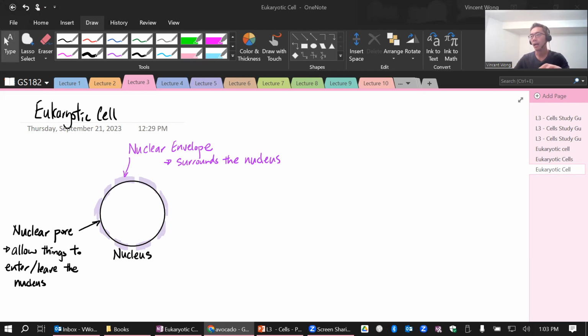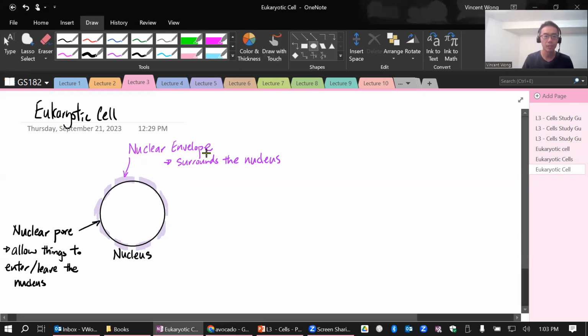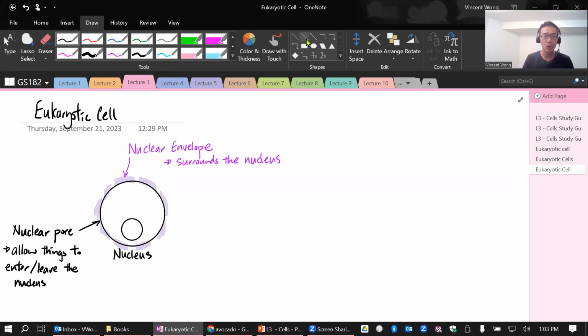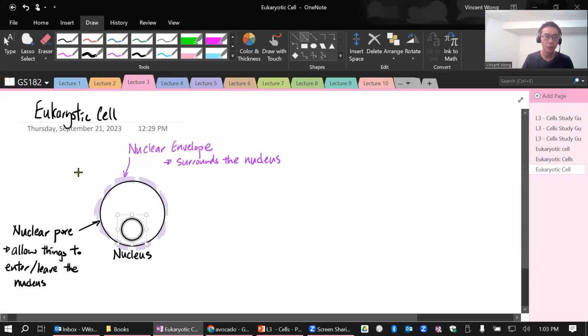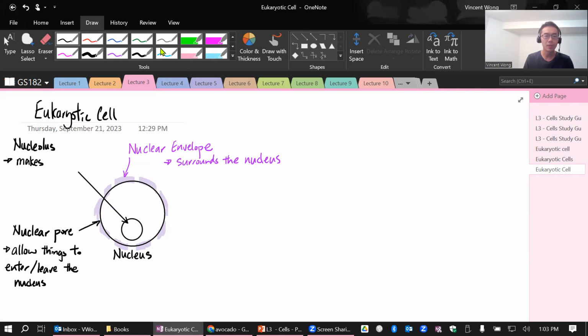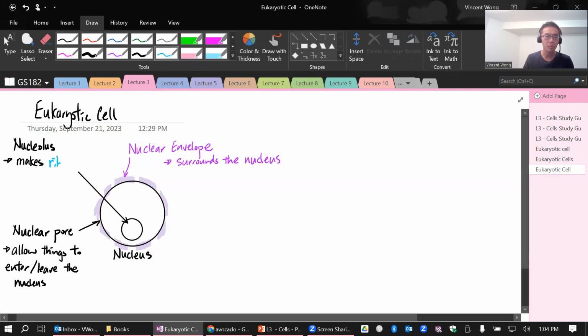So, inside the nucleus, we have another structure. That is called the nucleolus. And the nucleolus makes something called ribosomes. We'll talk about that in a second. Just write it down for now. Makes ribosomes.